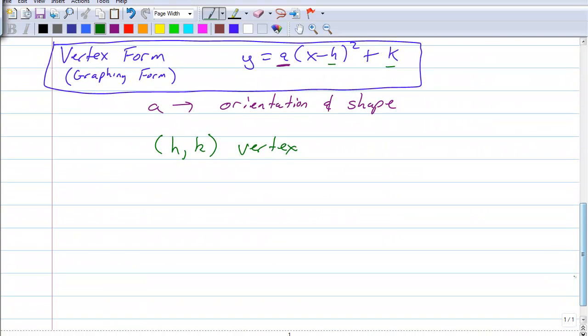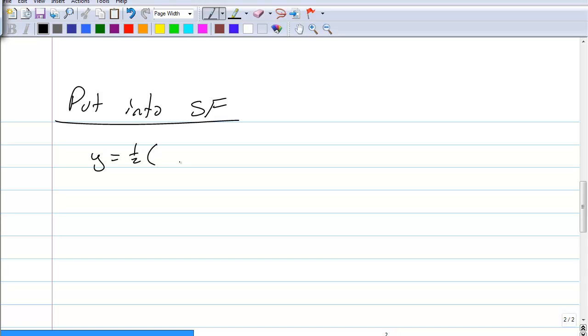Let's do one last example. Let's talk about how that happens. Put into standard form. And let's say I give you y equals 1/2 times the quantity x minus 3 quantity squared plus 4. All right, what form is this in? This is in vertex form.